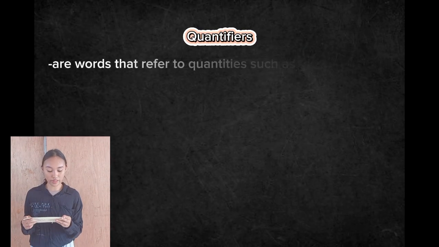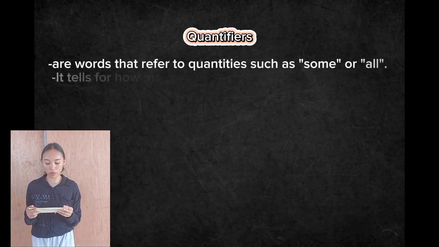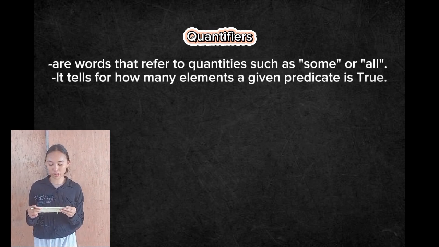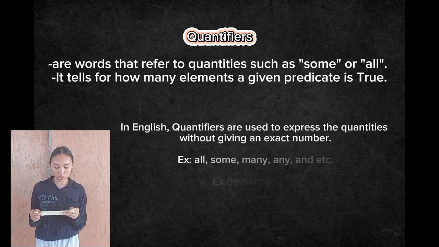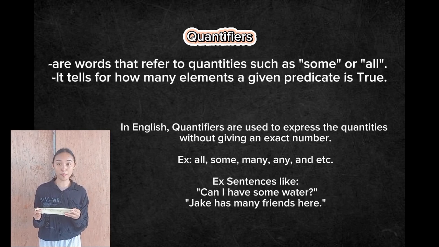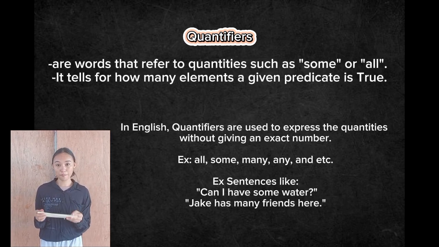I am going to teach you about quantifiers. Quantifiers are words that refer to quantities such as some or all. It tells for how many elements a given predicate is true. In English, quantifiers are used to express quantities without giving an exact number. Examples: all, some, many, any, and so on.